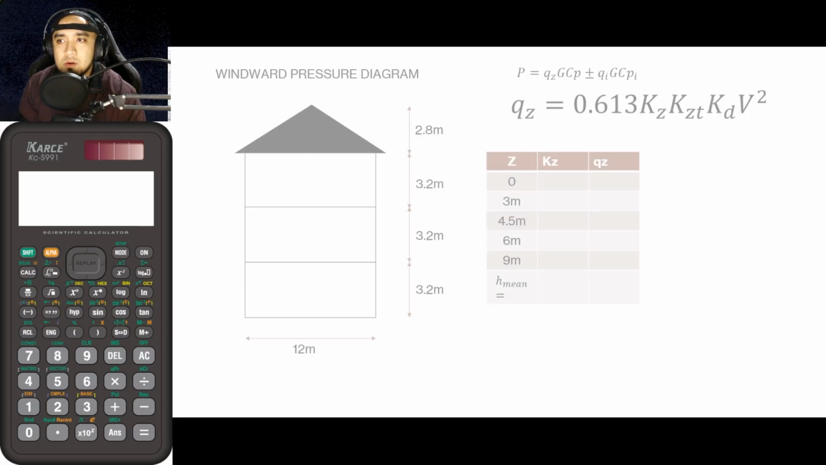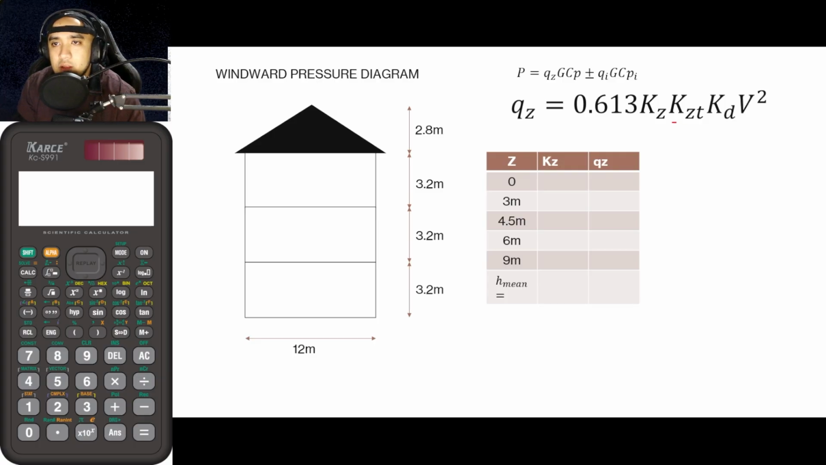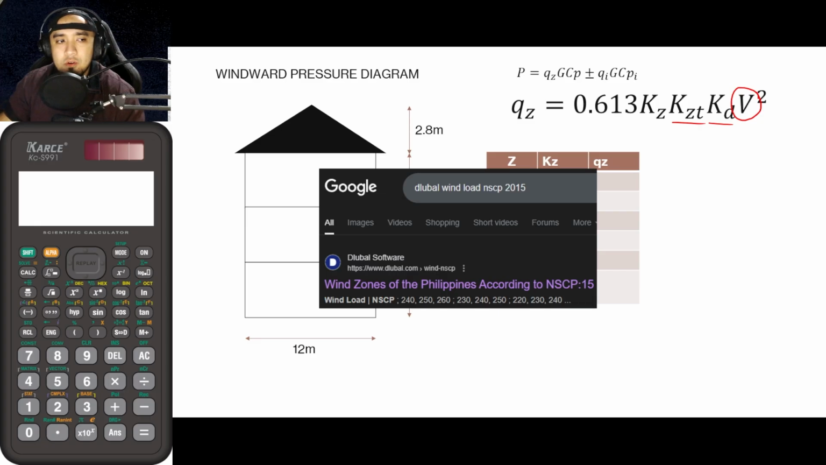Okay? So next up, since we already have the values for KZT and KD, let us now get the value of V, or the wind speed, or the velocity of the wind. We have plenty of ways to get the wind speed. The easiest way is by going to the internet or to Google and searching with these keywords: DLUBAL wind load NSCP 2015. I'm not sponsored in this video. I just make use of this website in my designs.